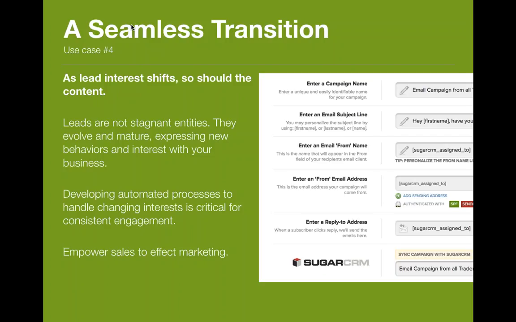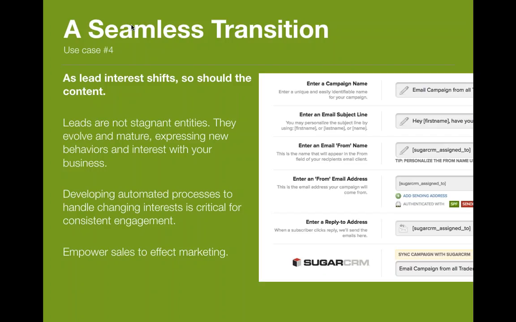As a lead's interest shifts, so too should the content that they receive. Leads are not stagnant entities, but rather they evolve and mature, expressing new behaviors and interests with your business. The goal of marketing automation is to maximize available data points and leverage these data points to analyze behavioral tendencies and deliver only the most relevant content. This includes CRM data as well.